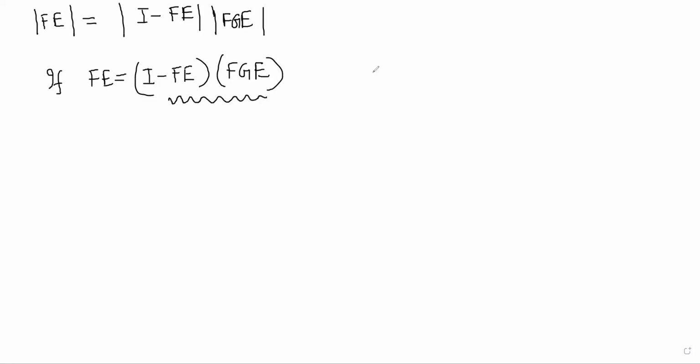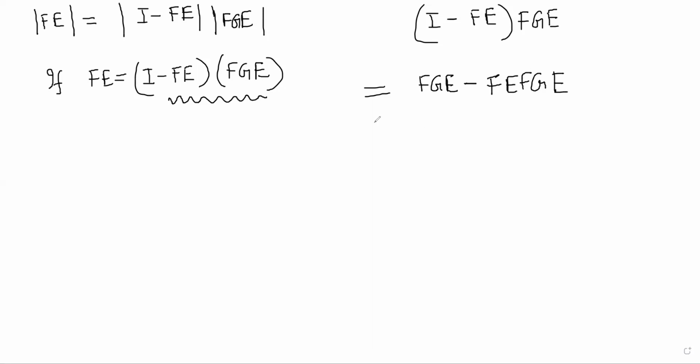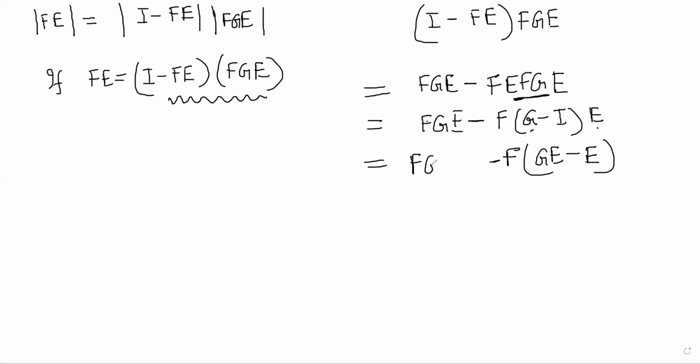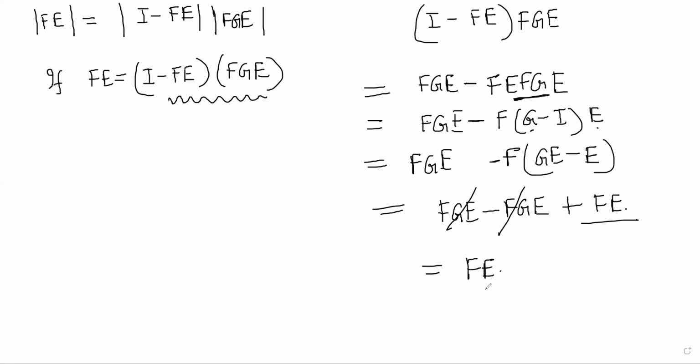Then obviously when I take det on both sides, this would have come, right? So let me just evaluate this part here, right? So we'll say I minus FE multiplied by FGE will become FGE minus FEFGE, right? And here again, EFG I will write as G minus I, right? So FEFGE is equal to minus F G minus I into E. So what are we getting here? GE minus E multiplied by minus F, and this is FGE. And this becomes FGE minus FGE plus FE, right? So what we are getting is that this is equal to FE, right? So we have gotten the result that this is equal to FE.